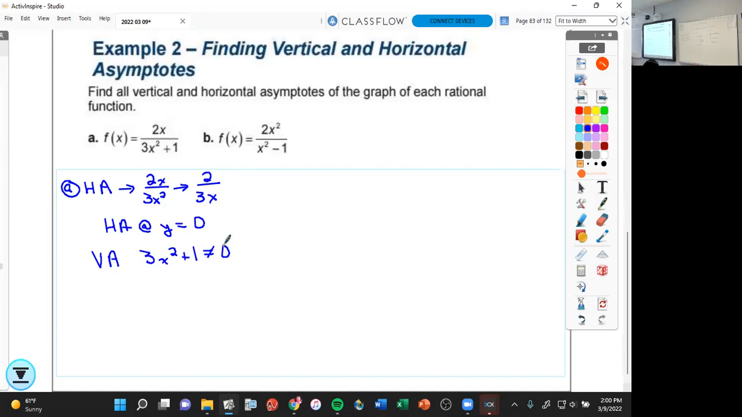Can you make this thing 0? 3x squared would have to equal -1. Well, I can't square anything and get a negative number, right? So do we have any vertical asymptotes? In this particular problem, 3x squared plus 1 can never be 0. It's not going to happen. There is no vertical asymptote. And that's it for part A.